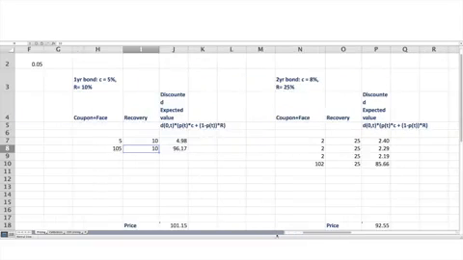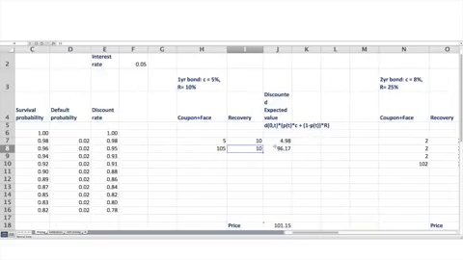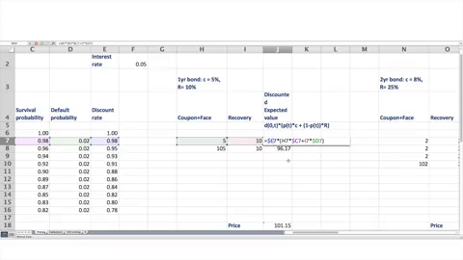How do I compute the expected value of the payments? So if you look at this formula, what's going to happen? If the bond survives in 6 months, you're going to get the coupon payment. So it's going to be 5 times the survival probability, which is 0.98, plus 10, which is the recovery, times the default probability, 0.02. And this happens in 6 months, and therefore you have to discount it back using the discount rate, which is 0.98.